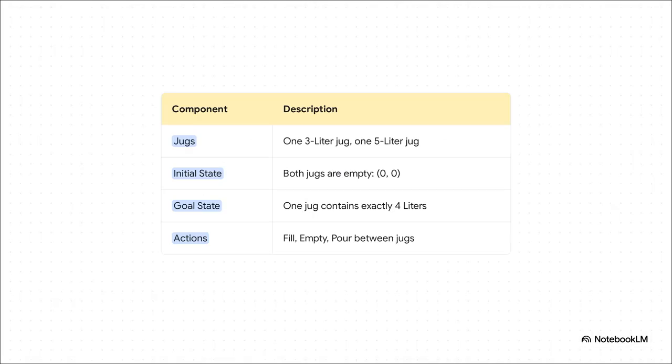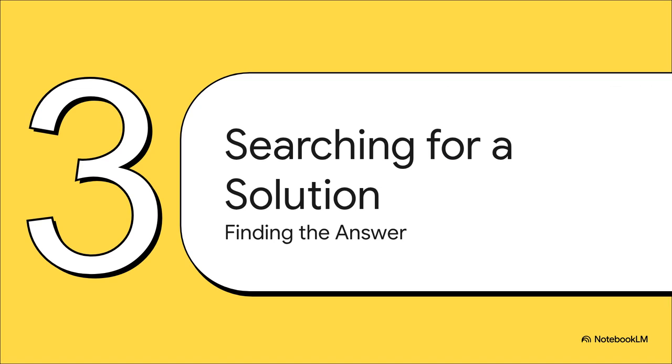Okay, so here's our setup. Each state is just the amount of water in each jug, right? So we'll write it like 0, 0 when they're both empty. That's our initial state. And the goal? Well, it's any state where one of the jugs has exactly 4 liters. Simple as that. All right, so the map is defined. Now we need a plan, a strategy for how to explore it. So let's pick one and actually watch how the AI methodically charts a course through this state space to find the solution.